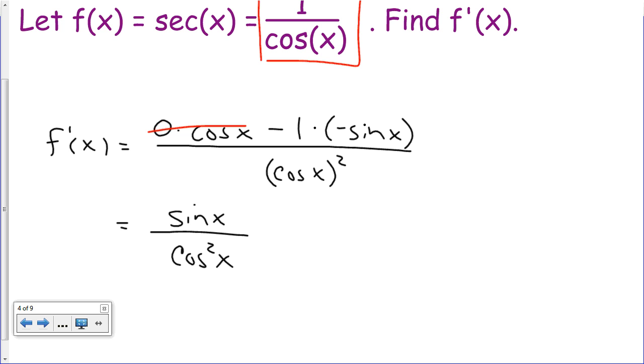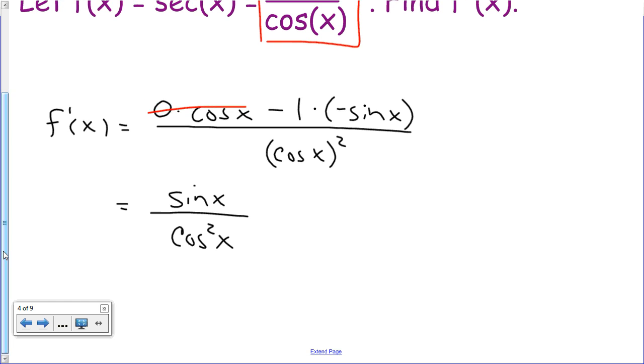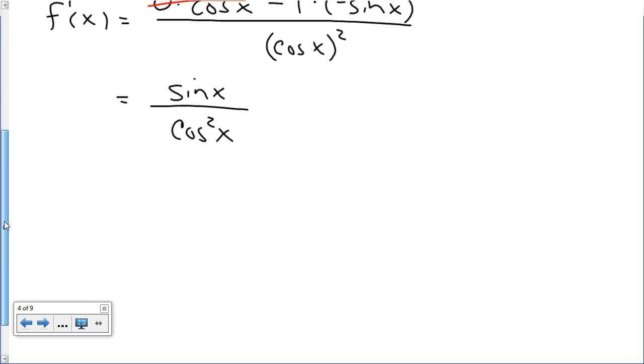secant, but even better yet, we're going to write this in a slightly different form. In particular, I'm going to rewrite this as a product. I'm going to think of sine over cosine squared, and rewrite that cosine squared in another form, as 1 over the cosine of x times the sine of x over cosine of x. Of course, when I'm multiplying fractions like this, I just multiply the numerators together and multiply the denominators together. So I'd still have sine over cosine squared here.